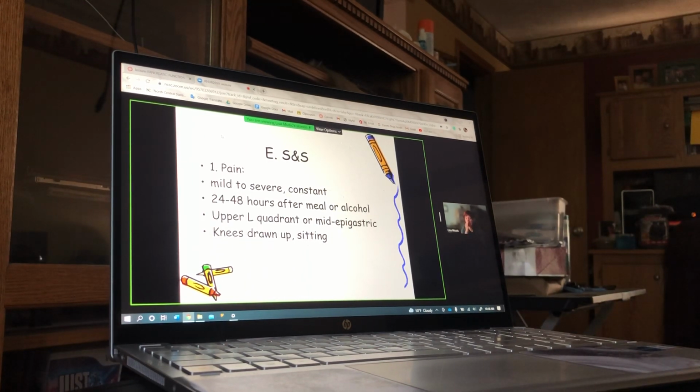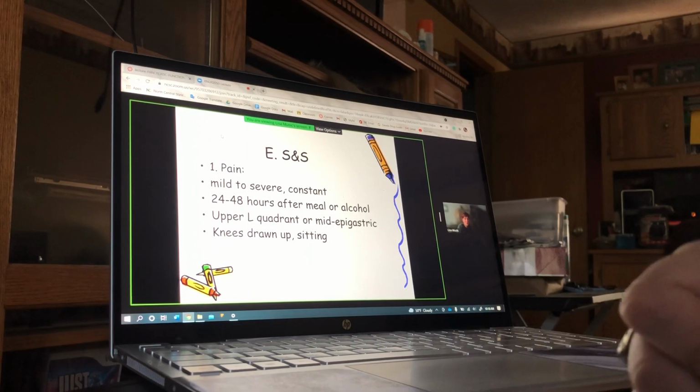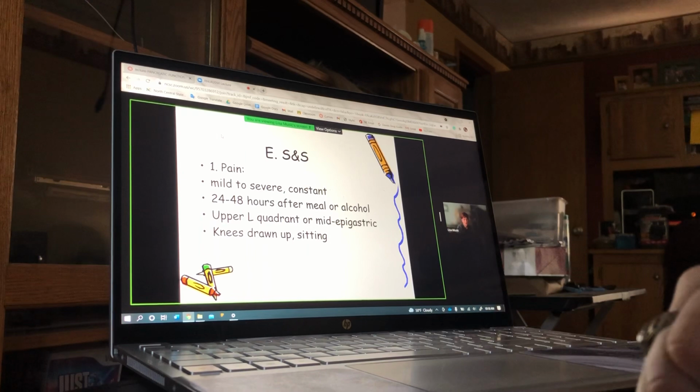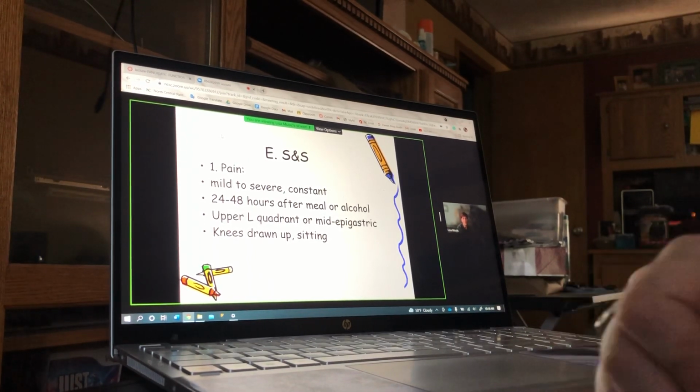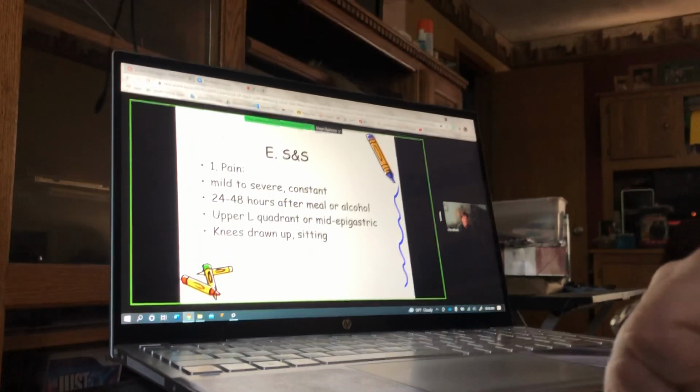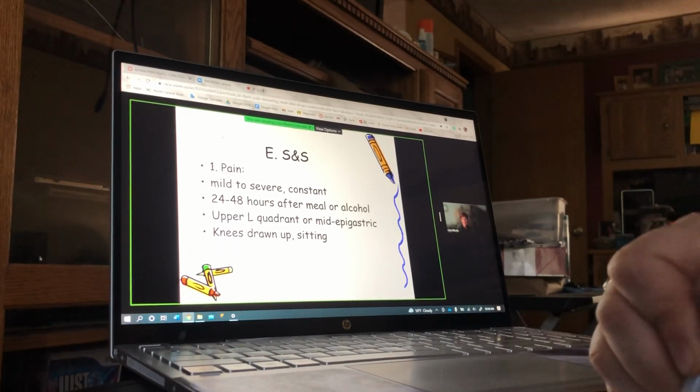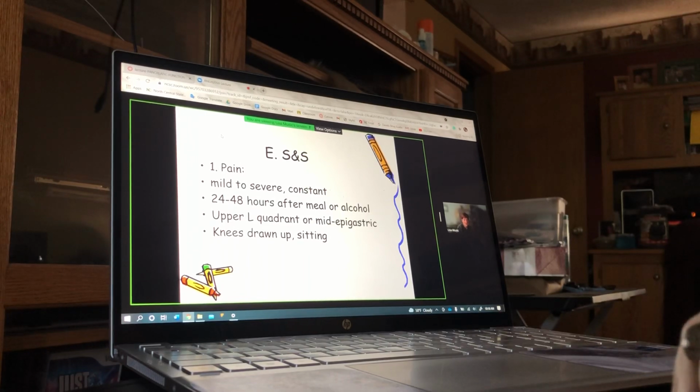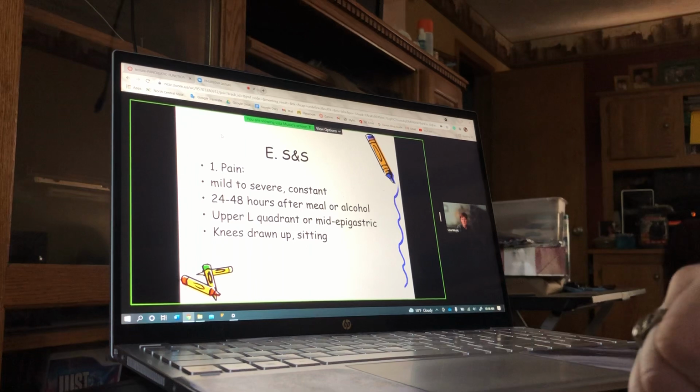Signs and symptoms then. Pain is our biggest complaint. The biggest thing that will probably bring the patient to the emergency room is pain that is unrelieved. It can be mild to severe. It's usually fairly constant. Usually the onset is within 24 to 48 hours after a meal or alcohol ingestion. The complaint can be left upper quadrant to mid-epigastric pain, and they are more comfortable when they have their knees drawn up or are in a sitting position. Being completely supine, totally stretched out, would not be comfortable for them.